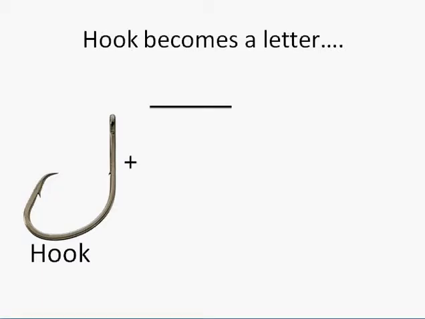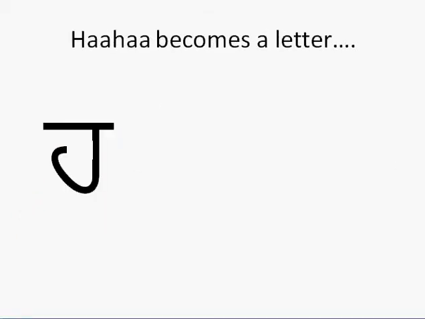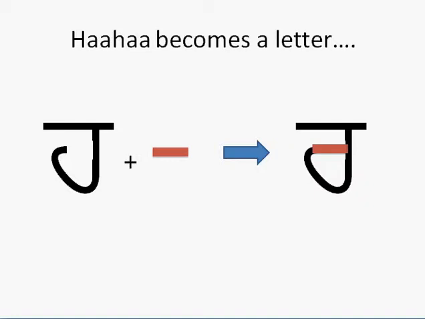Before we start looking at the R sound, let's go back and do a quick review of the previous lesson, where we took a hook, added a line to it, and made our first letter, ha-ha, which made an h sound. Do you remember that? Now I'm going to take that ha-ha, add another line to it, and close off the top, and lo and behold, there we have Raaraa, and it makes the sound r.